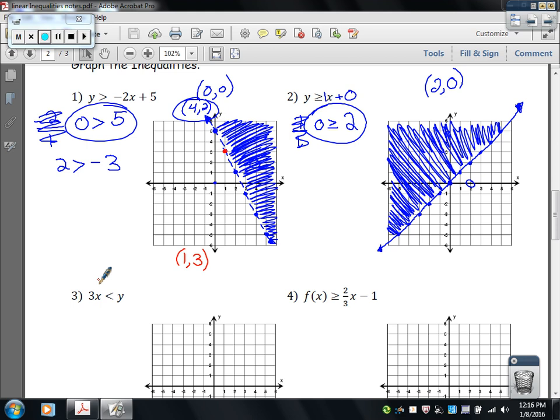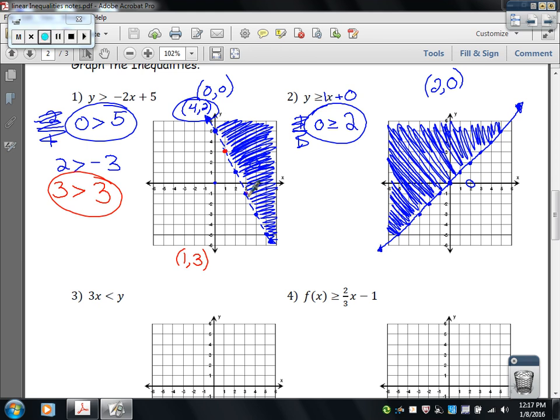So let's take this point and plug it into this. What am I going to plug in for y? 3 is greater than, what am I plugging in for x? 1. What's negative 2 times 1? Negative 2, and then what's negative 2 plus 5? 3. Is this a true statement, yes or no? It is not a true statement. So guess what that tells me about this point? It's not a solution.